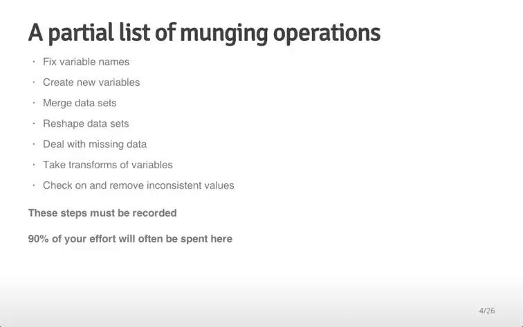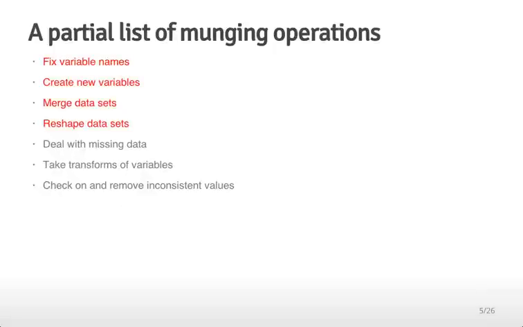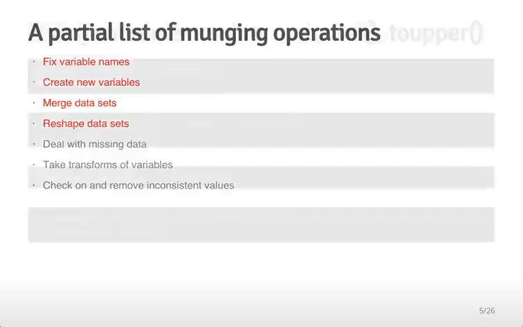Just to tell you the truth, 90% of the effort of data analysis is often spent on data munging. This is not where the glory is, but it is where the work is. And so to be able to analyze a data set very quickly and easily usually requires a ton of processing effort. But it's usually worth it because then you end up with data sets that you can easily share, distribute, and communicate to other people. So this lecture is going to focus on these first four components: fixing variable names, creating new variables, merging data sets, and reshaping data sets. The last three components will be covered in future lectures.